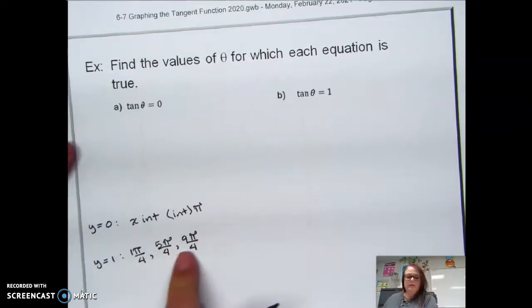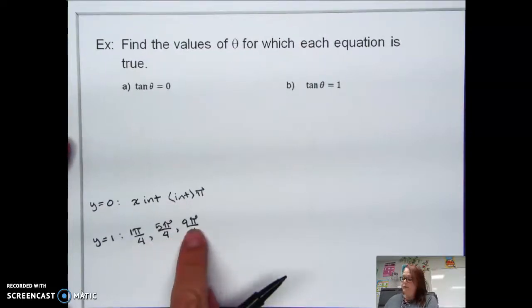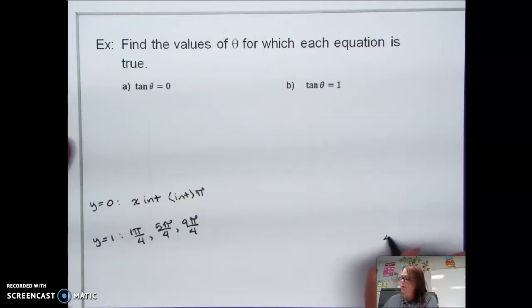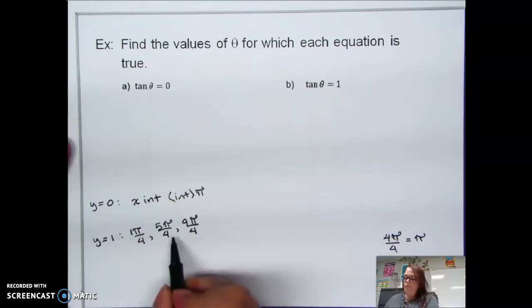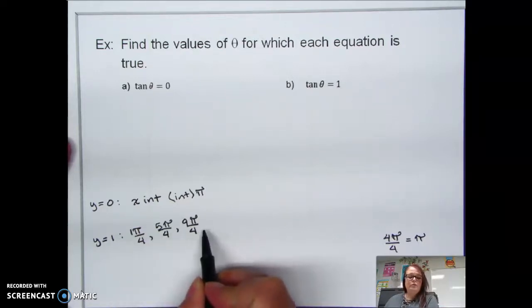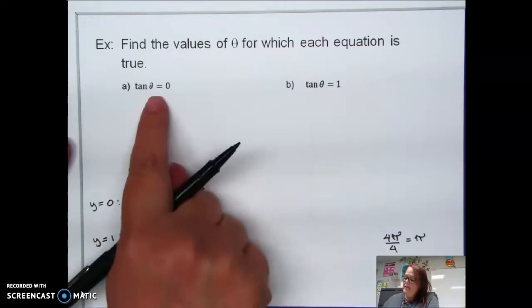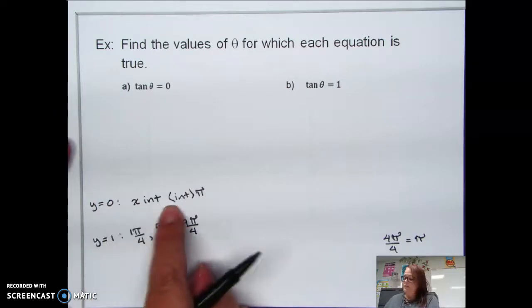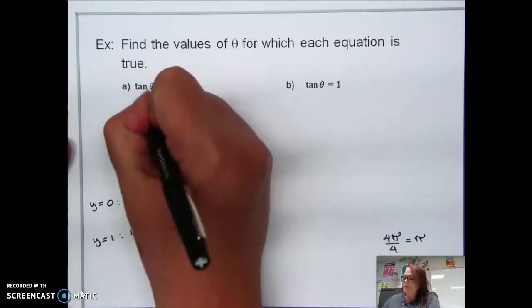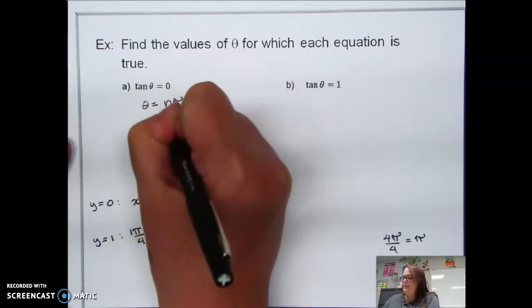And so do you see that we're increasing by 4 pi over 4? So let's think about that. 4 pi over 4 is really just pi. So do you see that we get pi over 4, plus pi, plus 2 pi, etc. Okay, and so we set up here tangent of theta is equal to 0 when I have an x-intercept, and so that's going to be an integer times pi, so that's going to be theta is equal to n times pi, where n is an integer.